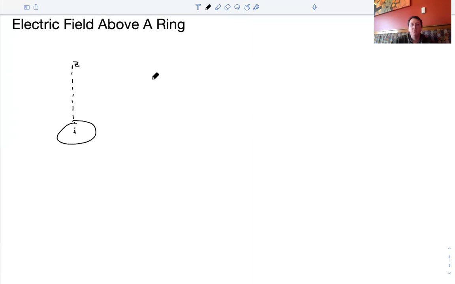I choose coordinates. My coordinates are going to be as before, R and theta. And then I know that arc length ds, if I had a little segment of the ring, the arc length would be r times d theta. And then dq, the charge carried by that little segment, would be the linear charge density multiplied by r d theta.